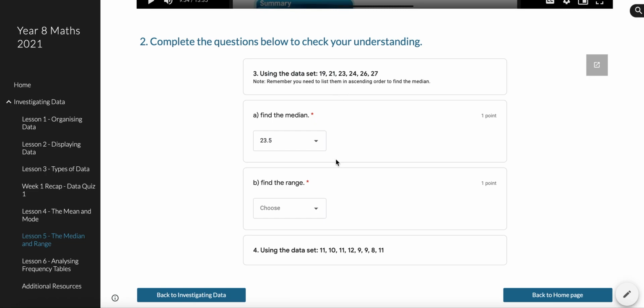Okay, find the range. Again, it's just the highest score, which is 27, minus the lowest score, which is 19. So 27 minus 19 is 8.